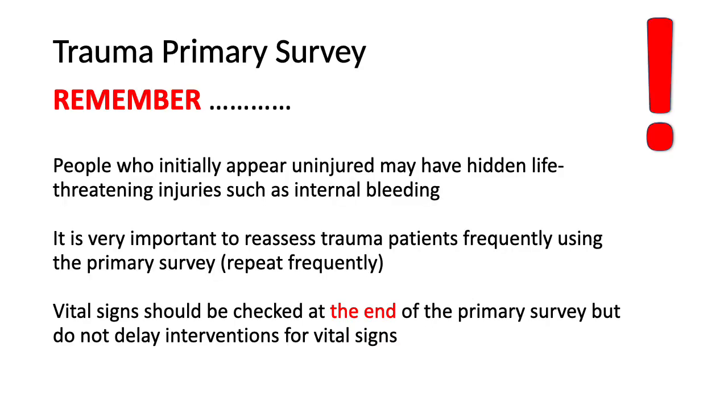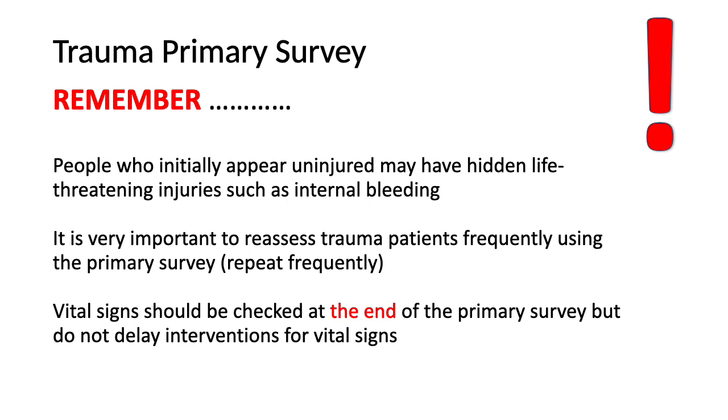Remember, people who initially appear uninjured may have hidden life-threatening injuries such as internal bleeding. It is very important to reassess the patient frequently using the primary survey ABCD approach. You have to do that repeatedly. You do vital signs at the end, but don't delay intervention until you get the vital signs.